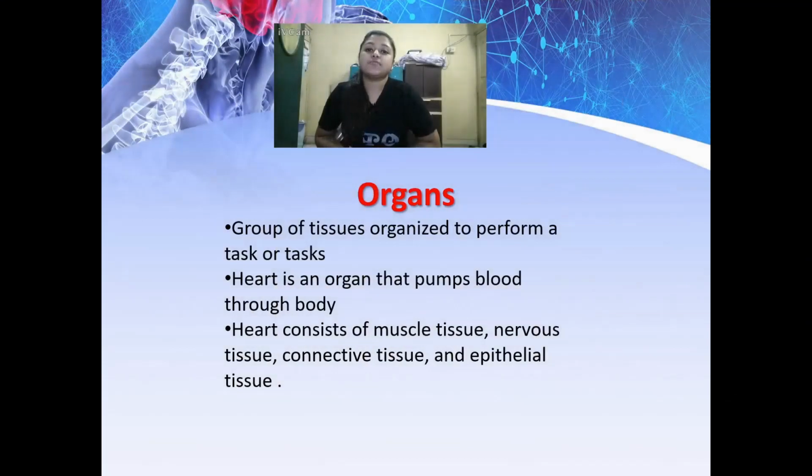The next concept here is organs. A group of tissues organized to perform a task or tasks is known as an organ. As I have told you earlier, when many tissues combine to perform a particular function, they are termed as organs. For example, you can take the heart. The heart is an organ that pumps blood throughout the body. The heart consists of muscle tissue, nervous tissue, connective tissue and epithelial tissue as well.